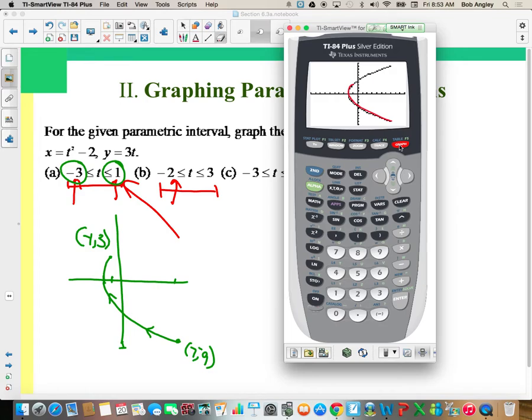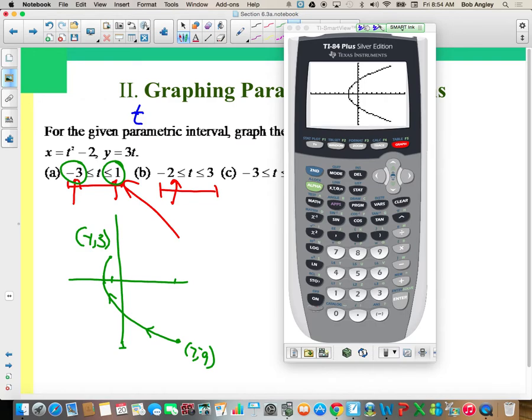All right, now, let me ask you a quick question here. Do you see that what it really looks like here is that this graph is a parabola that opens to the right? That's what it looks like. But instead of having a whole parabola, where it goes infinitely far, we just have an arc or a part of the parabola. Now, if we wanted to get the whole parabola, then our t interval would have to be this.